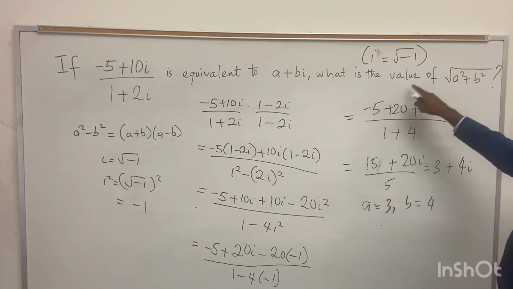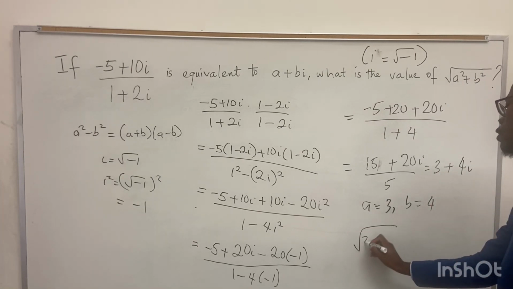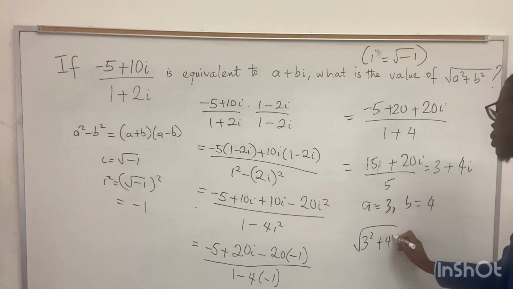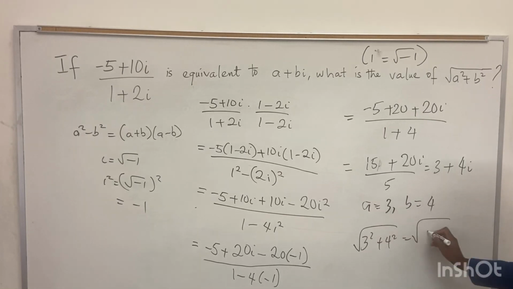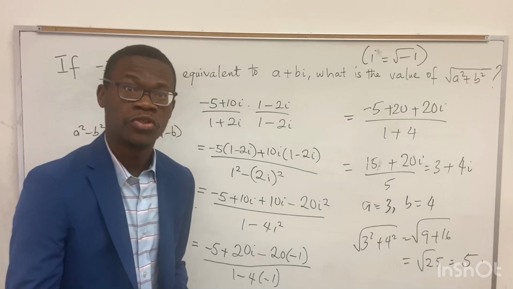What is the value of the square root of a squared plus b squared? So that's 3 squared plus 4 squared, which is 9 plus 16, which is 25. The square root of 25 is what? 5.